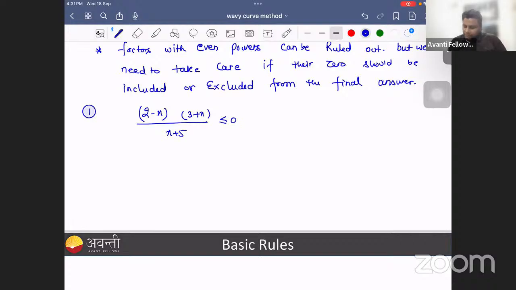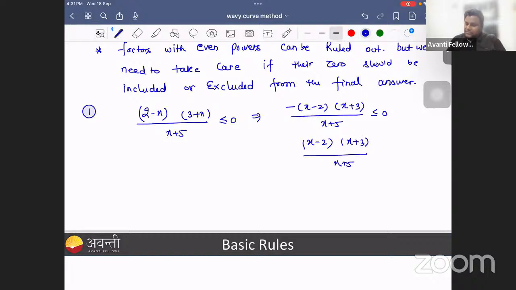See, first of all, this 2 minus x we cannot tolerate. So make it x minus 2. With the negative sign common, it is (x minus 2)(x plus 3) upon (x plus 5) less than or equal to 0. Now multiply this inequality with the negative sign. So you get (x minus 2)(x plus 3) upon (x plus 5), and we change the sign of the inequality. Yes or no?